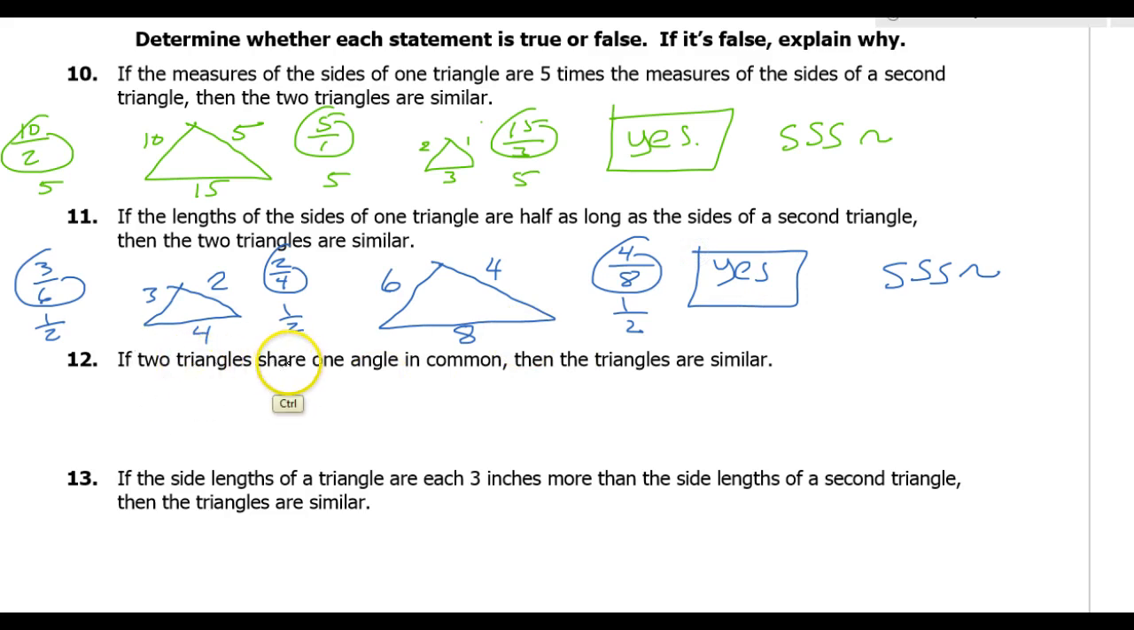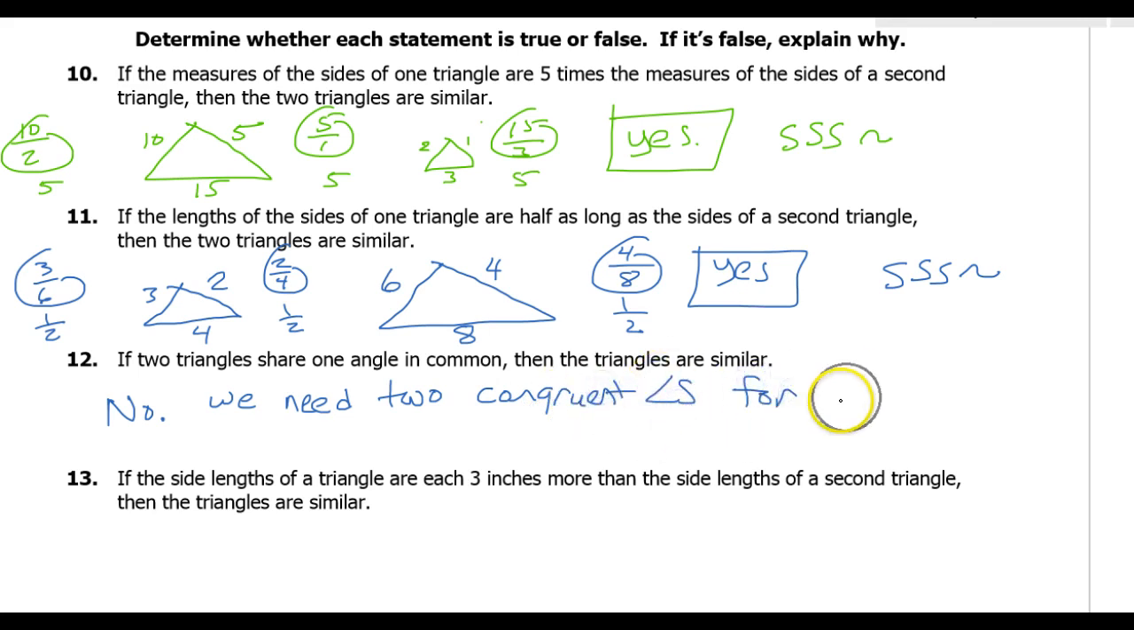If two triangles share one angle in common, then the triangles are similar. One angle in common, that's not enough. We need two congruent angles. So we can do angle similarity. Having one angle in common is not enough. You need two angles to be congruent.